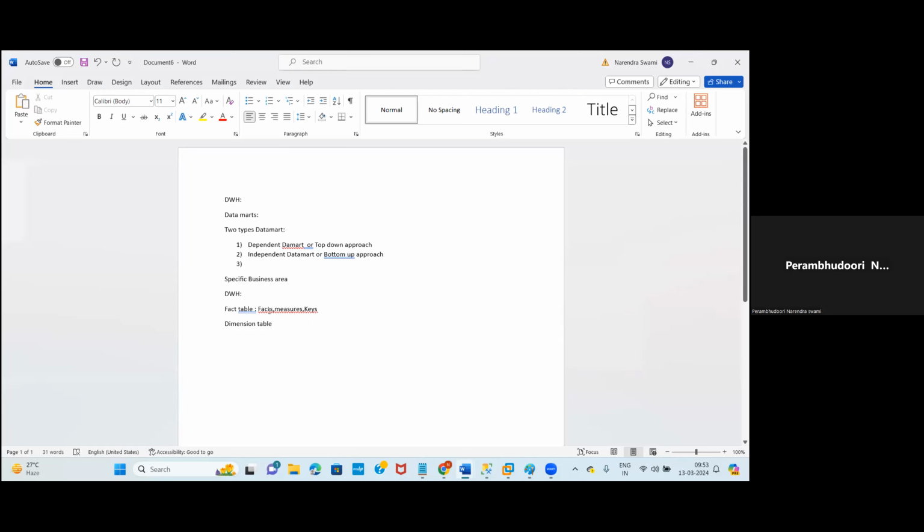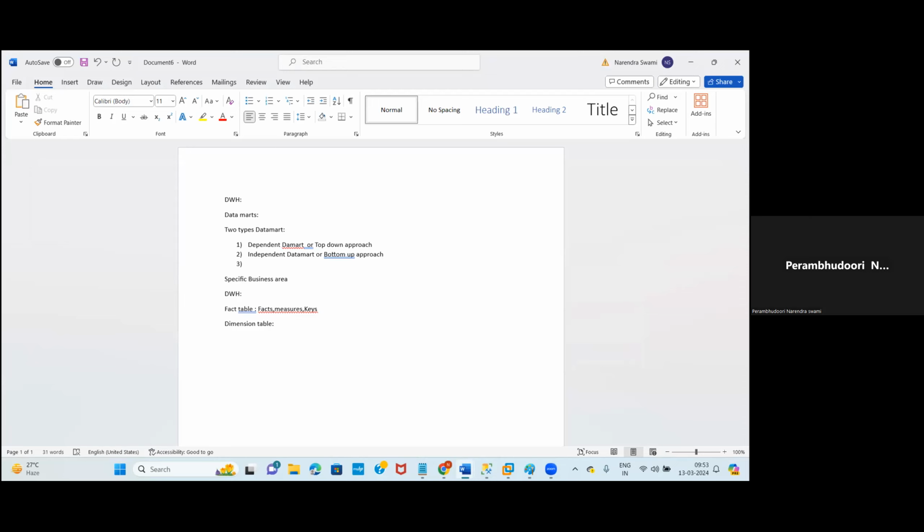Even like an invoice number. Once the invoice number is generated, it's not going to be changed. Anytime it's not going to be changed. That is called a fact. Measures are something like the price, amount, total units. This is going to be a measure. And keys are something like this: the fact table gets the keys from the dimension tables.